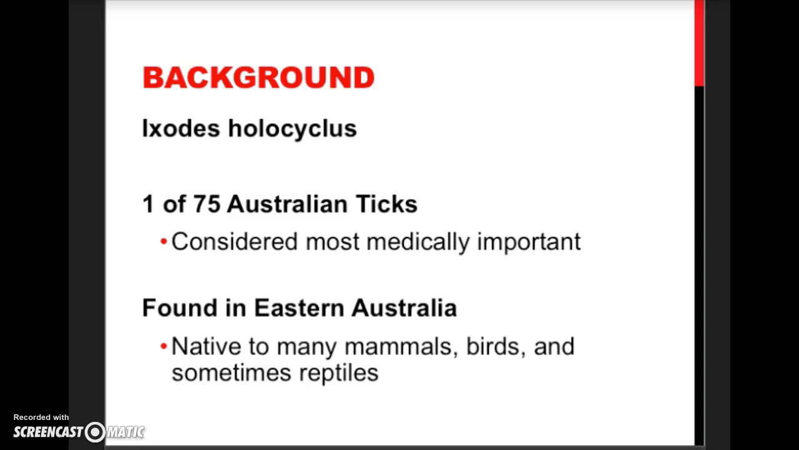To start it off, there's a little bit of background. Its genus and species name is Ixodes holocyclus. It is one of 75 Australian ticks, and this one is considered to be the most medically important, which we will get to later in the presentation. It is found in eastern Australia, native to many mammals, birds, and sometimes reptiles. That's just some background. We'll get into more detail later on.